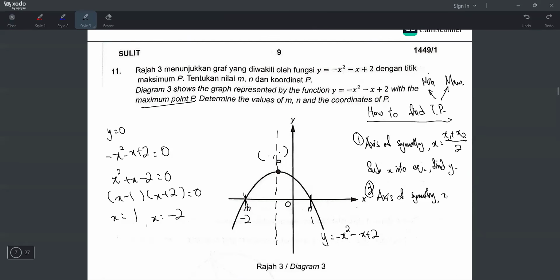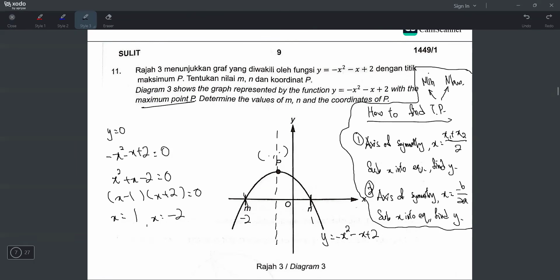But you use the other method, which is x equals negative b over 2a. You can use this formula to find the axis of symmetry. Then the next step is the same as just now: sub the x into the equation to find the y coordinate. The y coordinate is also known as the maximum value or minimum value. This is a small note that you can jot down in your book or wherever you want. It's quite helpful actually.